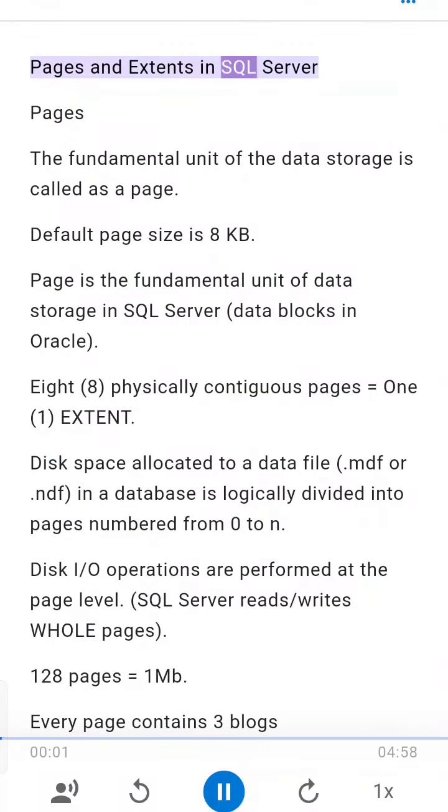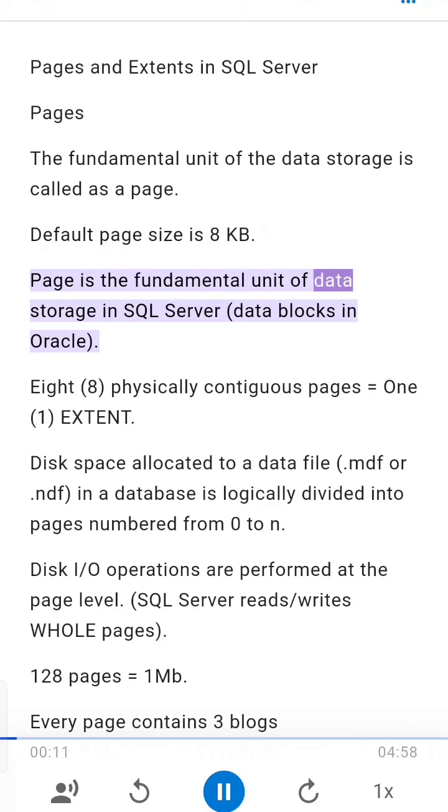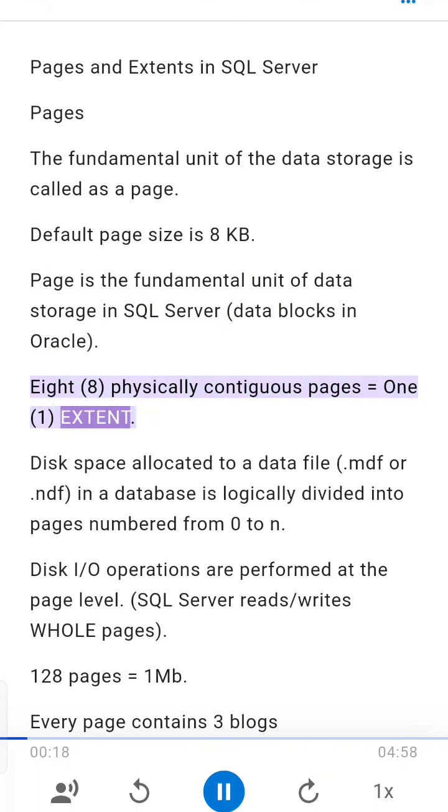Pages and extents in SQL Server. Pages. The fundamental unit of data storage is called a page. The default page size is 8 kilobytes. Page is the fundamental unit of data storage in SQL Server. 8 physically contiguous pages equal 1 extent.